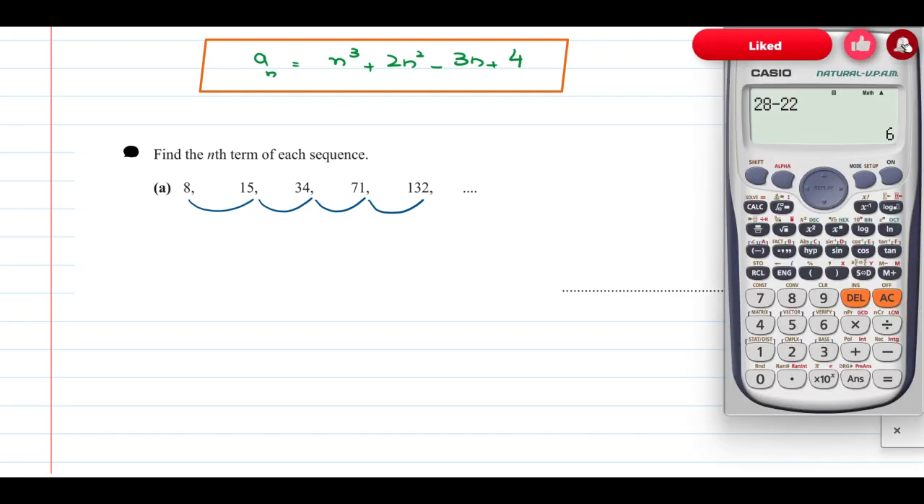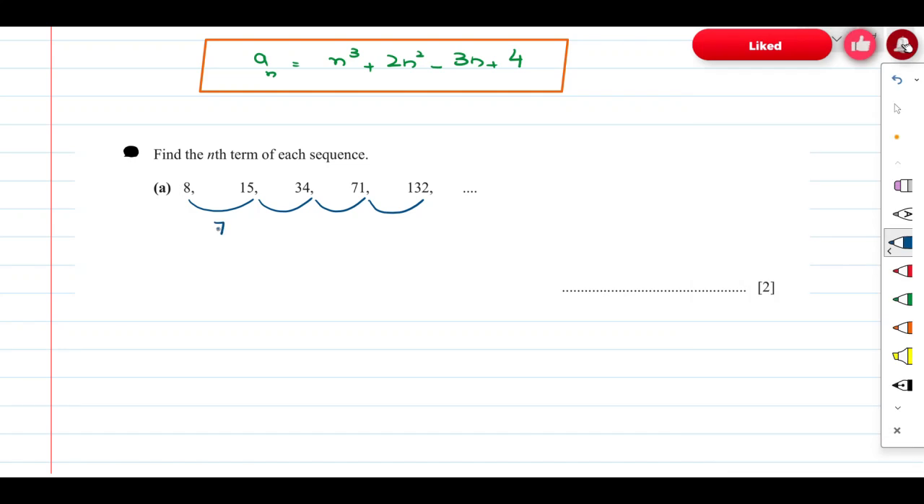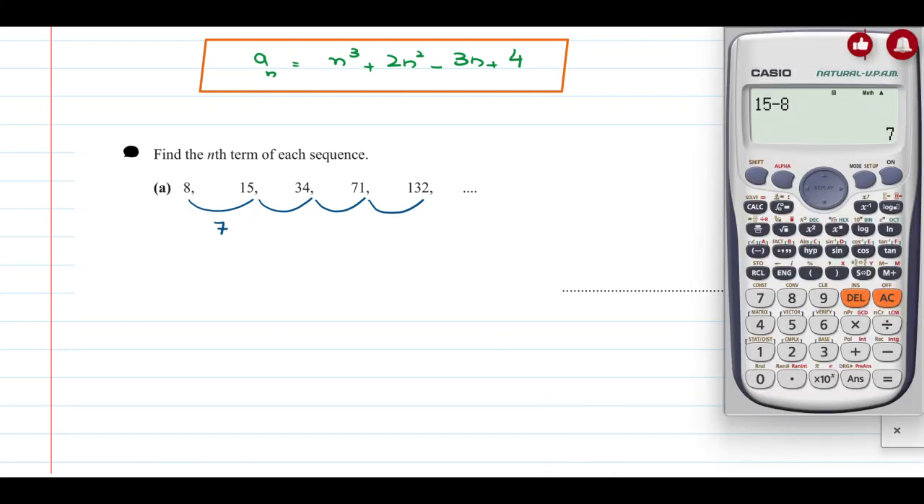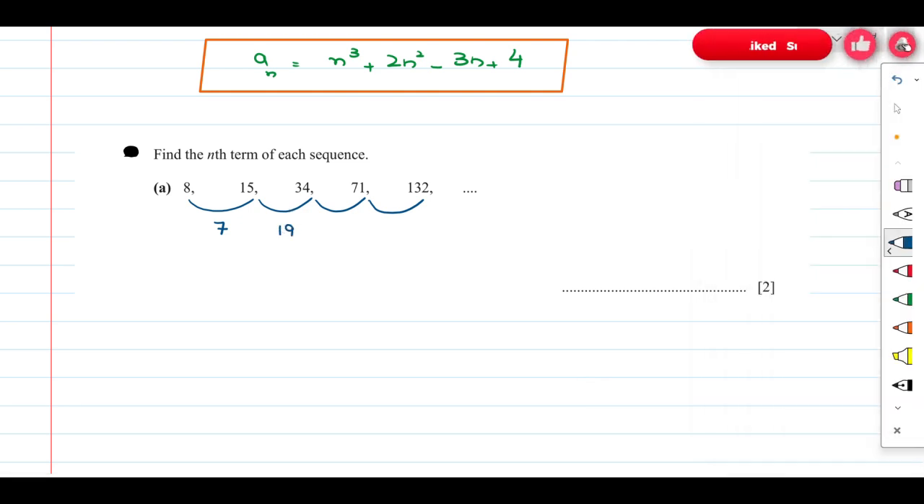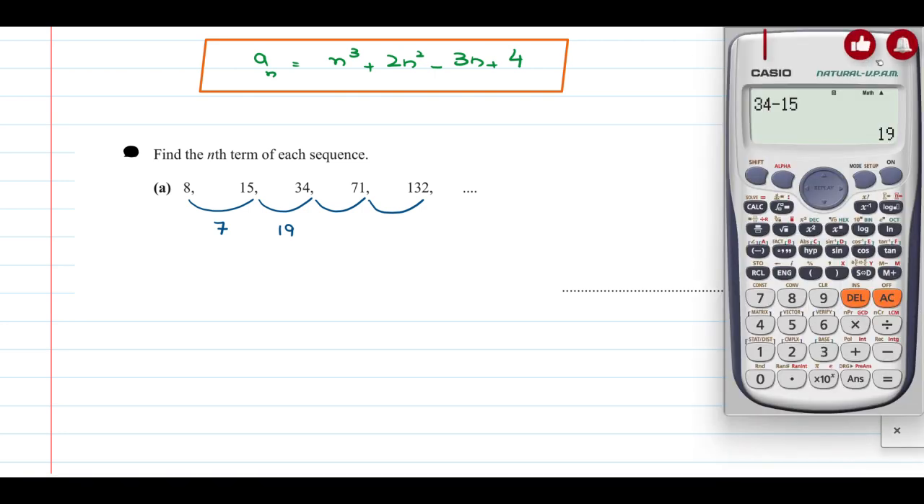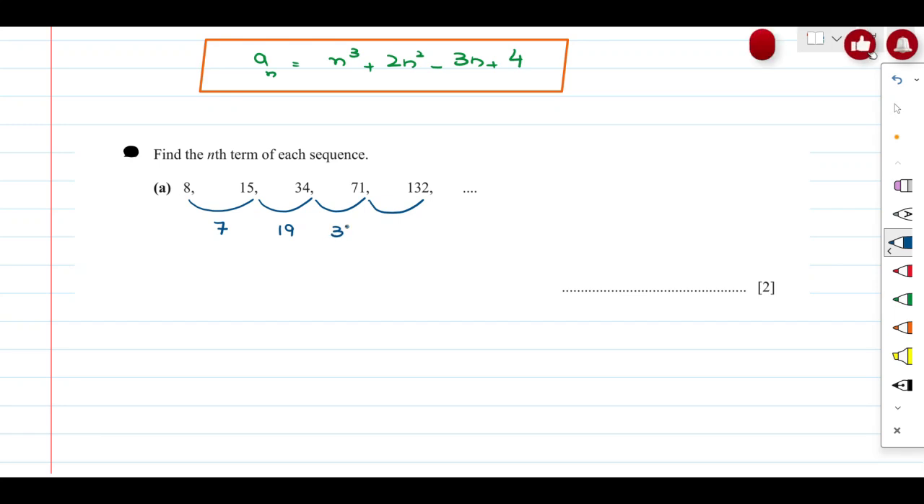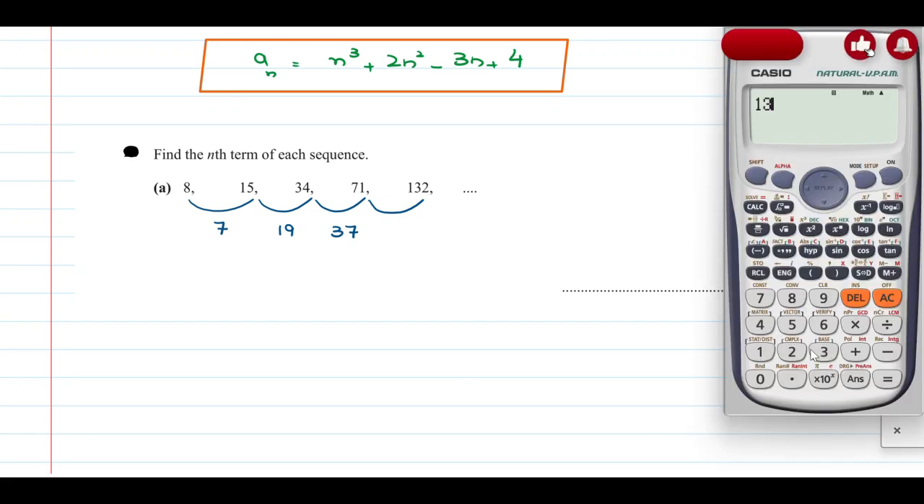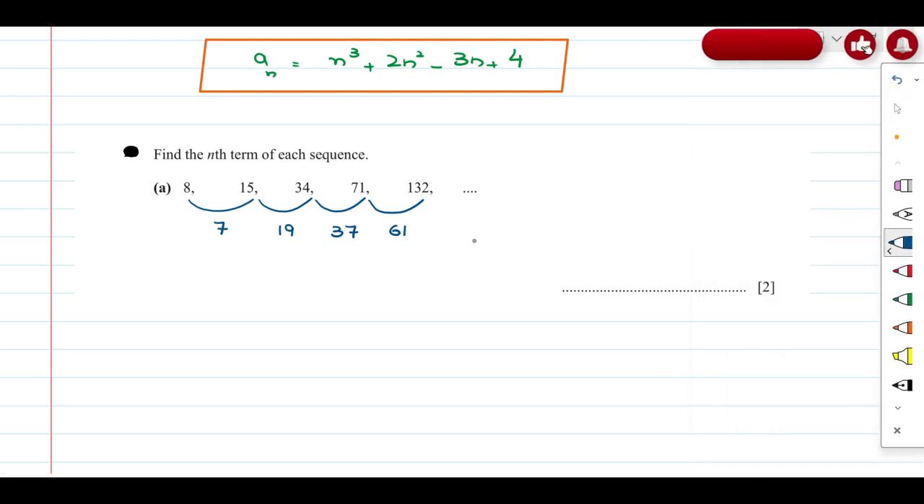Okay. Let me start doing it. 8 and 15. So 15 take away 8 is 7. Next is 34 and 15, 19. 71 minus 34, 71 minus 34 is 37. 132 and 71, 132 minus 71 is 61. First difference is not constant. Move to the second difference.